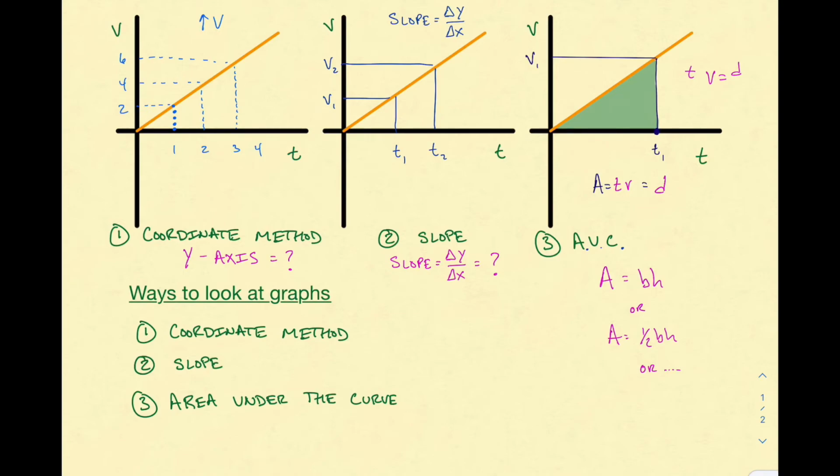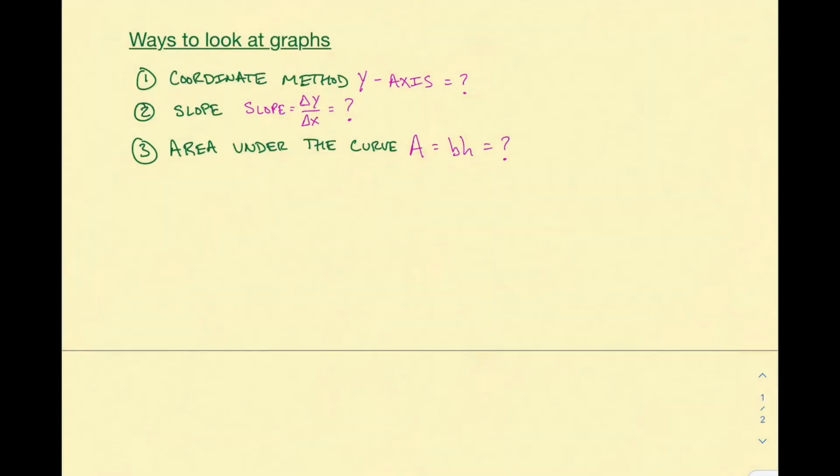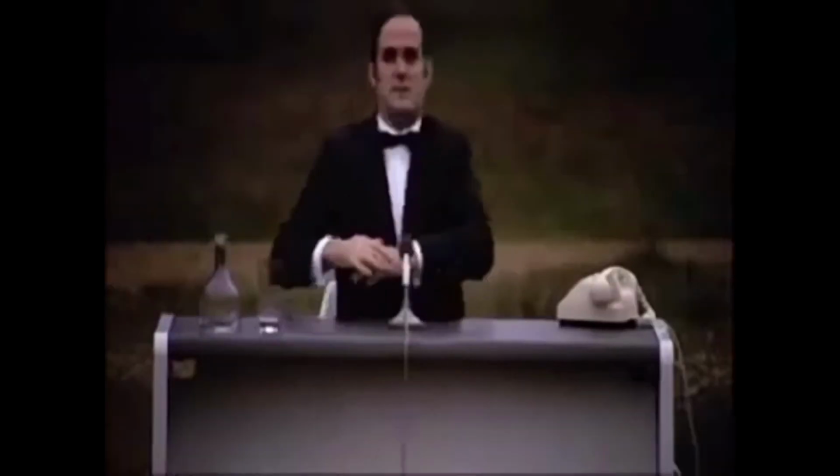All right, so these are all velocity versus time graphs, and here we go. This is a more generalized look. So in general, step one is the coordinate method. It's whatever is going on the y-axis. Whatever that y-axis says is what that is equal to. Step two, or option two, is the slope. You say, if I divide the y by the x, what quantity does that equal? And then step three is area under the curve. So if I multiply the y times the x, what quantity does that equal? And this is how we are going to analyze all graphs.